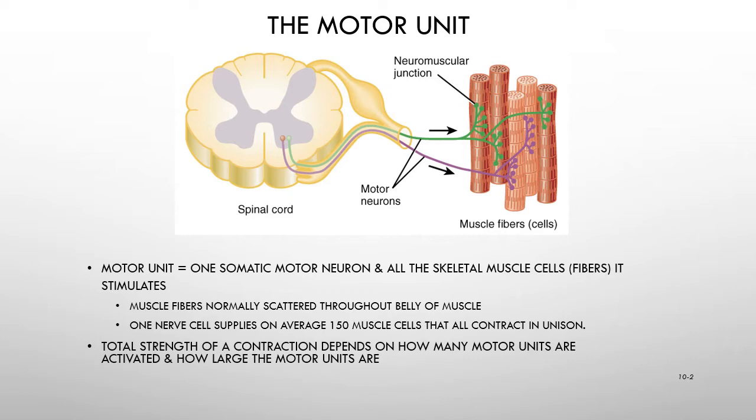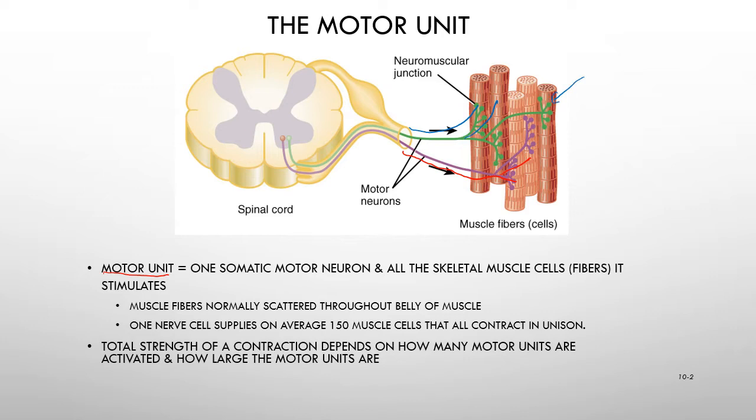And so we have what we call motor units. And so these motor units are individual neurons and all of the muscle cells that it actually innervates. And so we can see here with the purple neuron here, it goes out and it innervates this one, and it also innervates this one. The green one goes out and innervates this cell, and this cell.